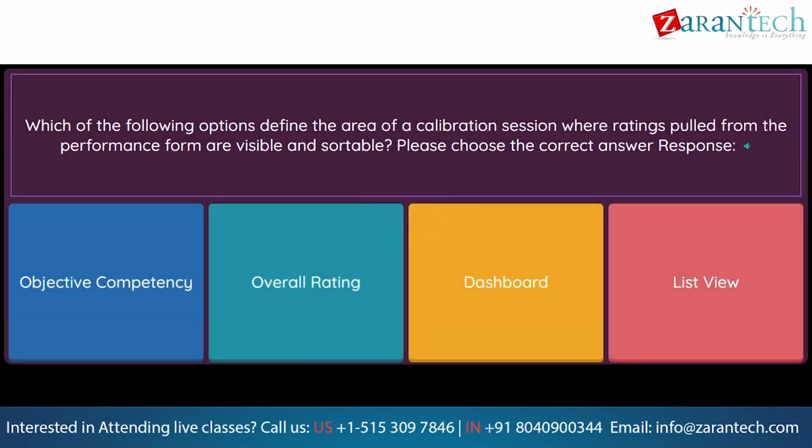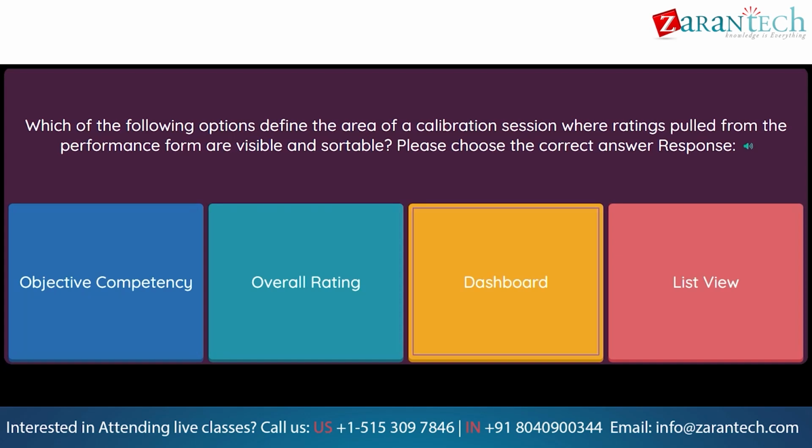Question: Which of the following options define the area of a calibration session where ratings pulled from the performance form are visible and sortable? Please choose the correct answer. Response: Option 1, objective competency. Option 2, overall rating. Option 3, dashboard. Option 4, list view.